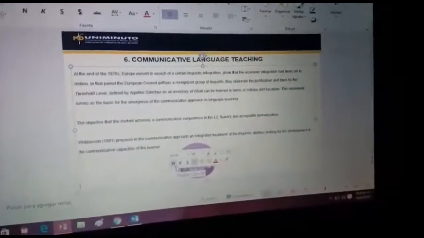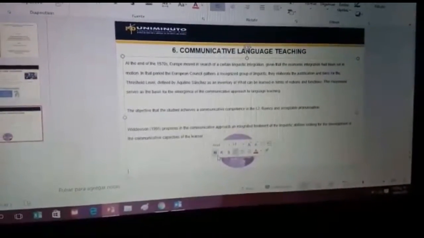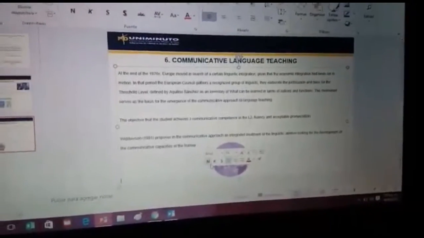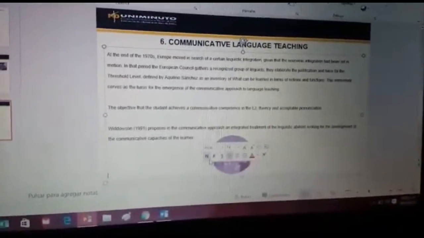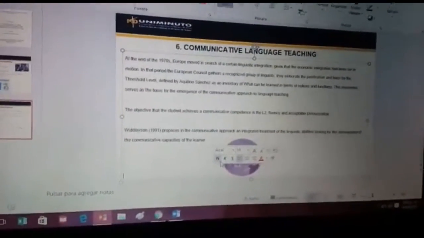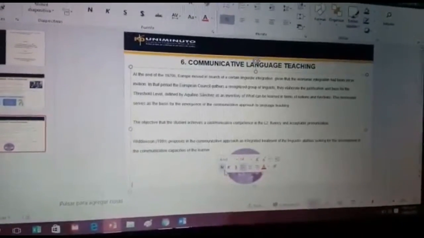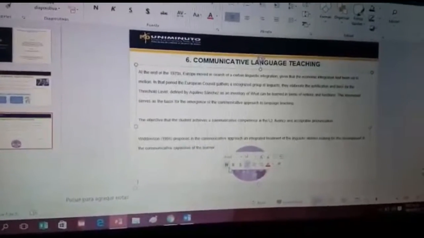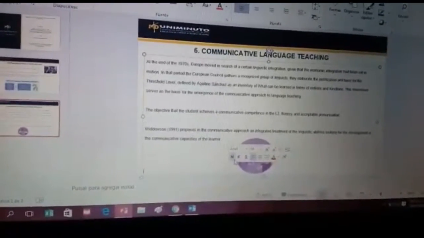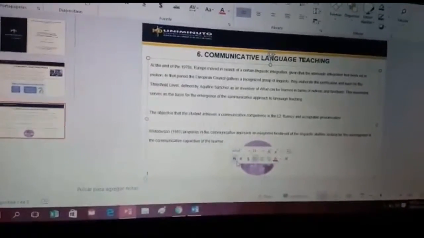Point: communicative language teaching. In the 1970s, Europe moved in search of certain linguistic integrations, events of economic integration. In this period, Europe's culture, governance and economic growth led linguists to elaborate the justifications.